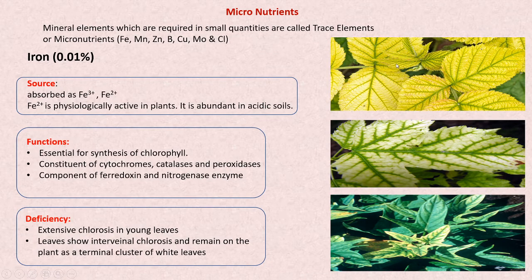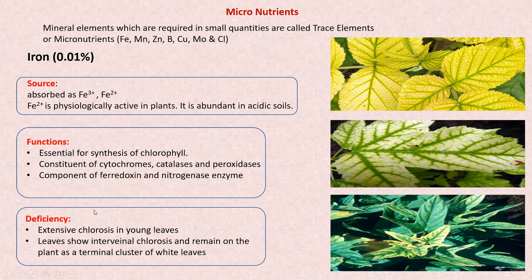Here it is intervenal chlorosis. You can see that only in between the veins yellowing of leaves has been observed. This is chlorosis, where the total leaf becomes yellow. This is intervenal chlorosis, and here the terminal cluster of white leaves you can observe. So these three are the deficiency symptoms of iron. Iron is present in 0.01% of the dry weight of the plant.